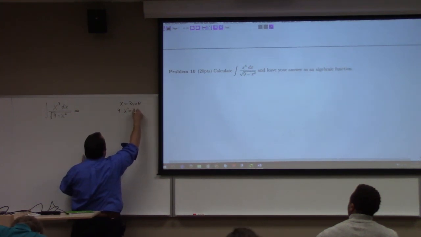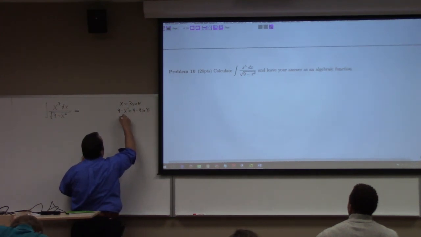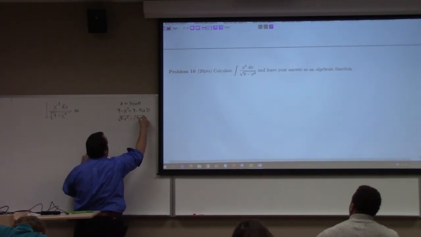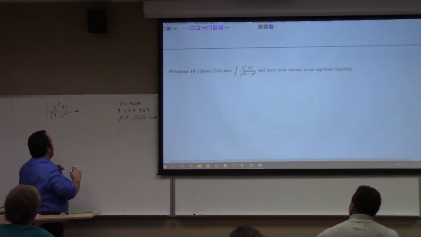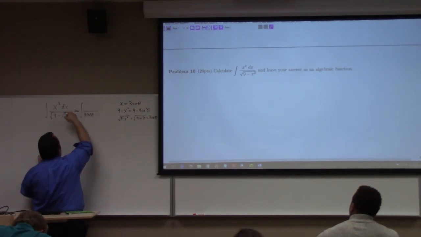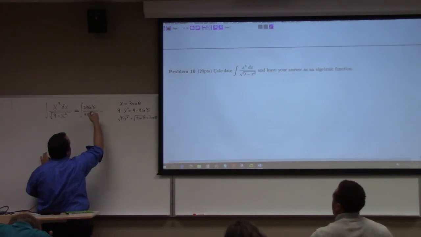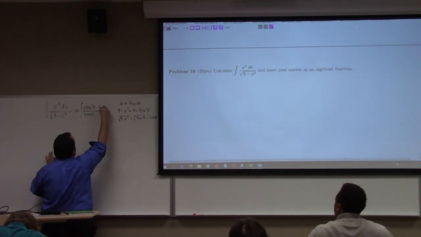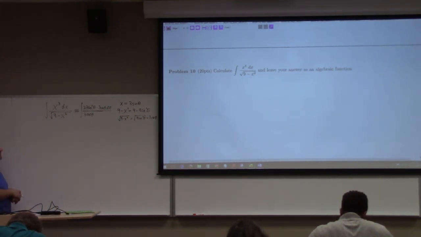9 minus x squared would be 9 minus 9 sine squared theta, so the square root of 9 minus x squared would be the square root of 9 cosine squared theta, which is 3 cosine theta. That's my denominator. And my x cubed, that's 27 sine cubed theta, right? And how about my dx? My dx is 3 cosine theta d theta. Missed the dx? No, I missed x cubed.